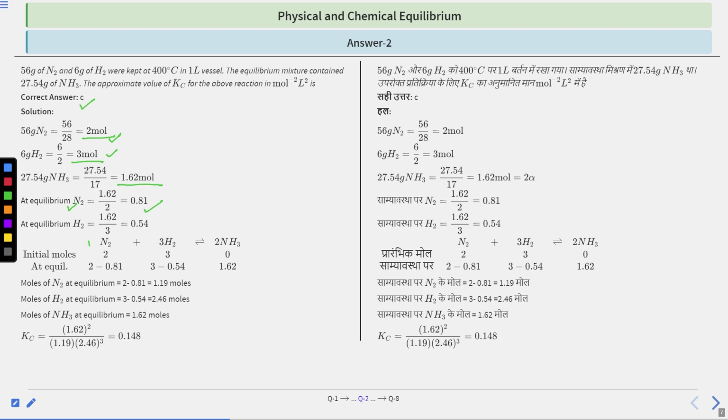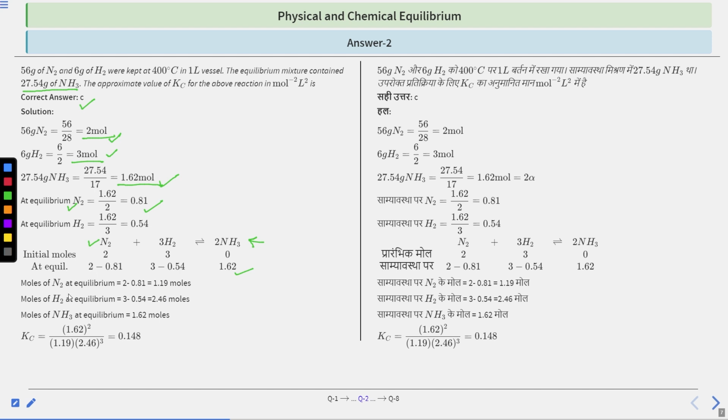Now we have our reaction, that is N2 plus 3H2 gives 2NH3. Initial moles for N2 are 2, for H2 are 3, and for NH3 is 0. But at equilibrium, we have N2 equal to 2 minus 0.81, and for 3H2 it will be 3 minus 0.54. And for 2NH3, we were given that the equilibrium mixture contained 27.54 gram of NH3, and we have converted it to moles, 1.62. So at equilibrium, NH3 will be 1.62 moles.